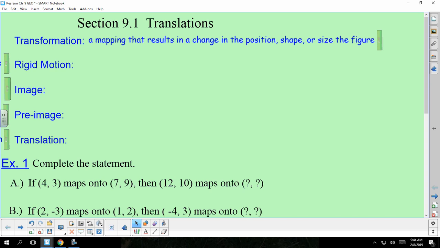So what we're going to be doing is moving points, objects, and shapes in the coordinate plane. Translations are the easiest ones, right? This is just sliding things around.